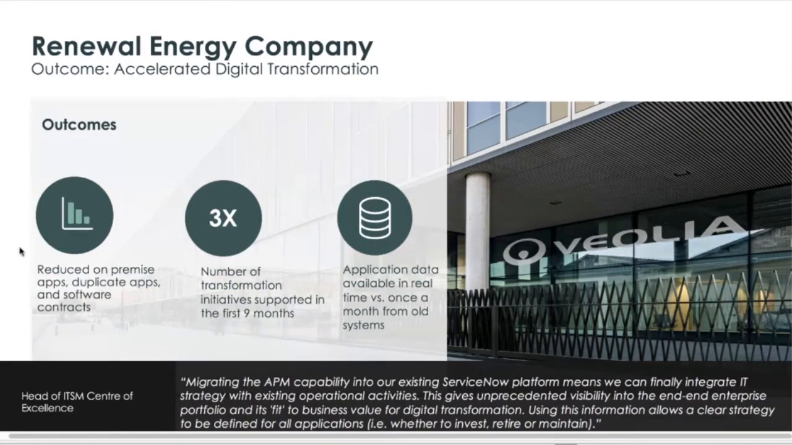Here's another example of looking at outcomes. They were able to reduce the number of applications and software contracts, resulting in tangible results. They were also able to support many additional transformation initiatives going forward, giving you that visibility from a strategic perspective as well as from an operational perspective.